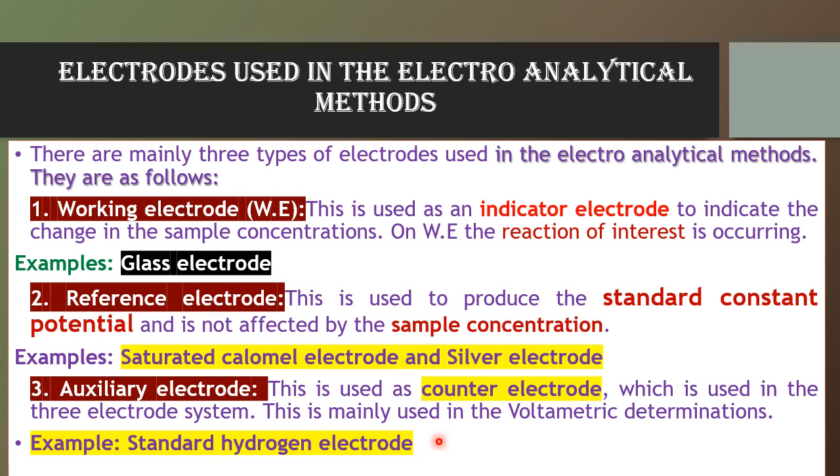This electrode is used as a counter electrode, and it is used in a 3 electrode system, and it is mostly used in voltammetric determination. The example of auxiliary electrode is the standard hydrogen electrode. So when we are using the 3 electrode system, the standard hydrogen electrode will act as the auxiliary electrode, that is the counter electrode, and the 3 electrode system is usually used in voltammetric determination, and the 2 electrode system, the working electrode and reference electrode, is mostly used in potentiometric measurement.